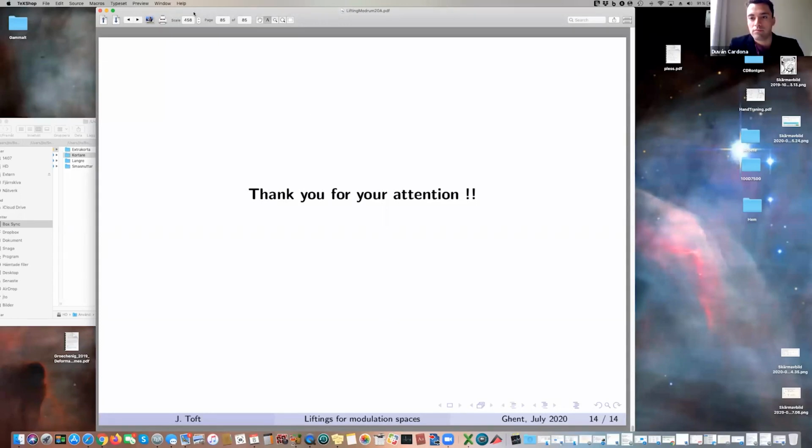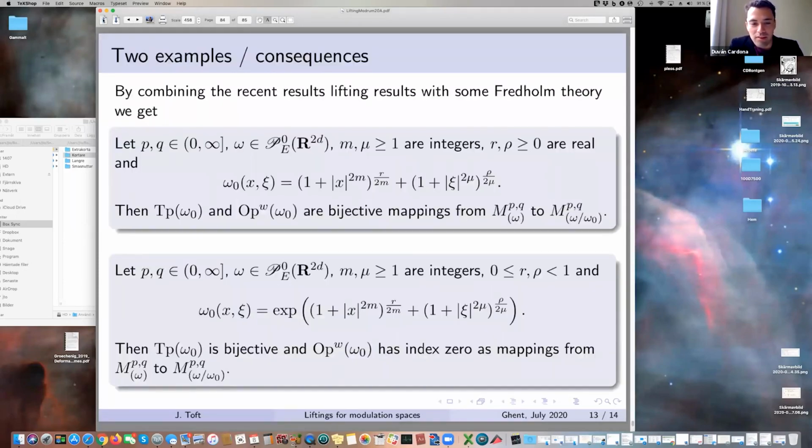I have one question, but it's about the last slide, about the index of the Toeplitz operator. This operator has index 0. Usually for a Toeplitz operator, the index is the winding number of the symbol, but here how can we interpret that the index of this operator is 0?